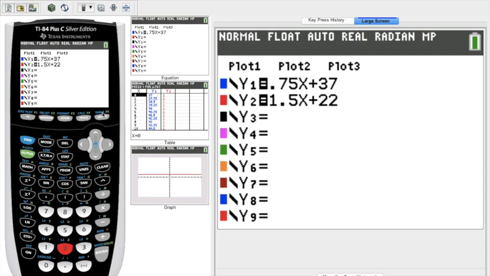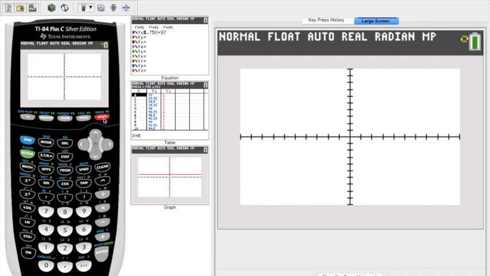So those are your two equations, and what's kind of weird is that when we hit graph right away, this little yellow circle is saying it's loading, it's graphing right now. We can see one of our graphs, but we can't see the other line. That's because we're zoomed in too much. If you think about it, our y-intercepts are 37 and 22, so I actually can't see it. So there's a couple different things you can do.